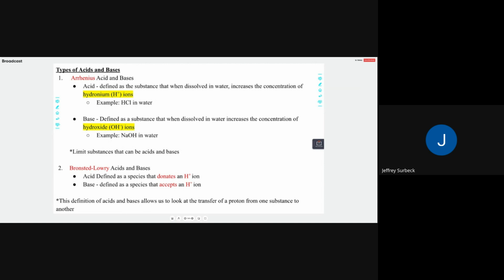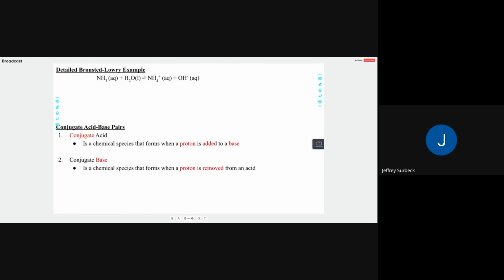They said this: you donate an H plus, you're an acid. You accept that H plus, you're a base. Why they redid the definition is more things that showed either acid or base properties could be categorized into this particular section. So more things could be classified as acids and bases. Questions? Okay. All right.